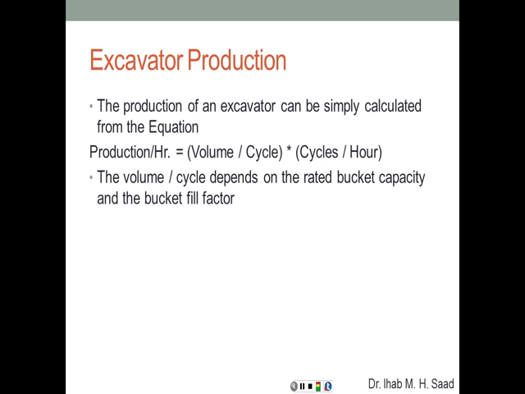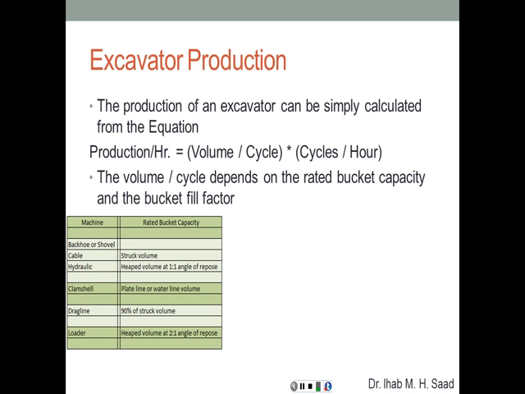The volume per cycle depends on the rated bucket capacity and the bucket fill factor. Some soils can be heaped inside the bucket, so actually the bucket capacity is going to exceed the actual size of the bucket, and in some other cases it's going to be less than that, especially if we have lots of voids between the particles. Like if we are filling a bucket with rocks, it's going to have a lot of voids between the rock particles. So in this case, the actual capacity is going to be less than the rated capacity of the bucket.